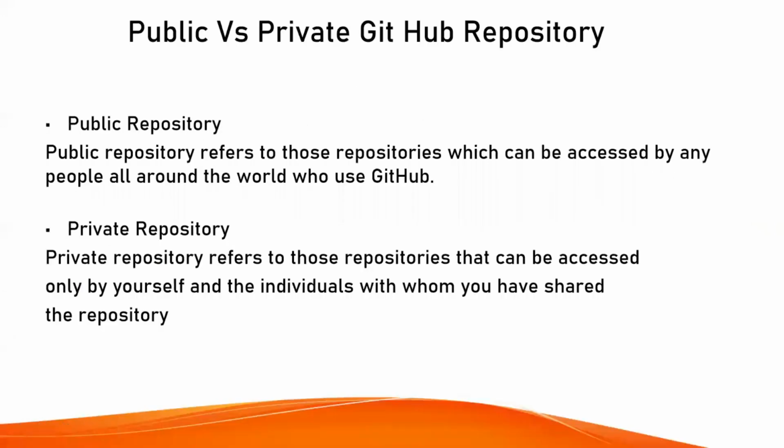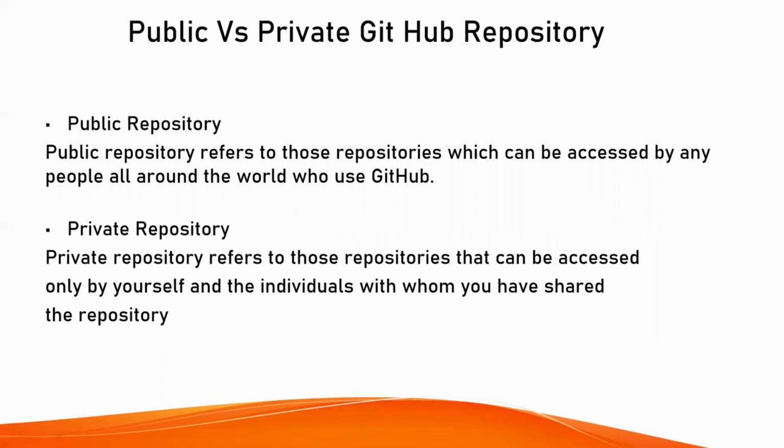First, let's get an understanding of the difference between a public versus private GitHub repository. So what is a public repository? A public repository refers to those repositories which can be accessed by any people around the world who use GitHub. A private repository refers to those repositories that can be accessed only by yourself and the individuals with whom you have shared the repository.